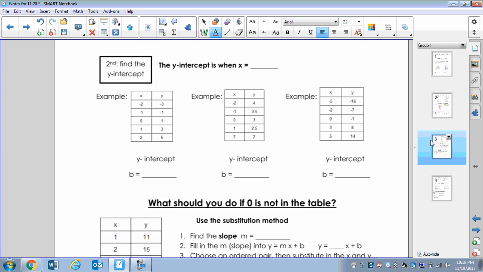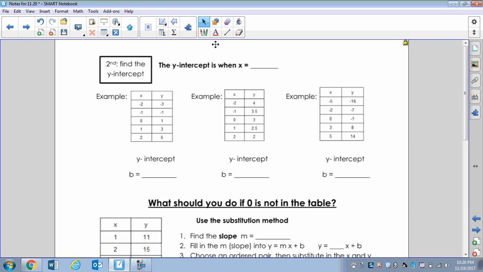Alright, let's keep on going. See if I can limit my errors here on this one. So looking here, when we were talking about the y-intercept, is when the x equals 0. So if we're given a table and 0 in the x column is given, our y-intercept is going to be the number next to it. So in this example, our y-intercept is 1. In this second example, we look here, we have a 0 again, and our y-intercept is 3.